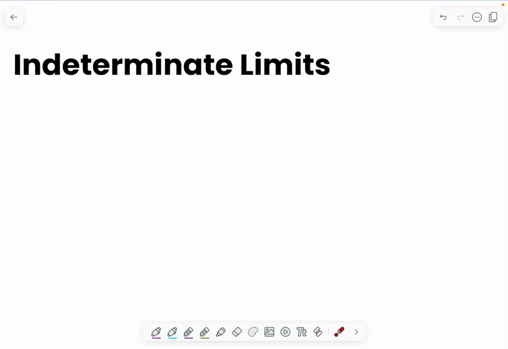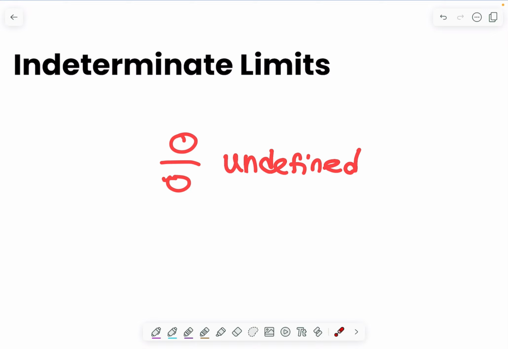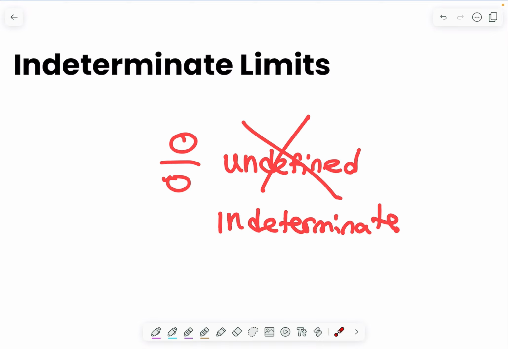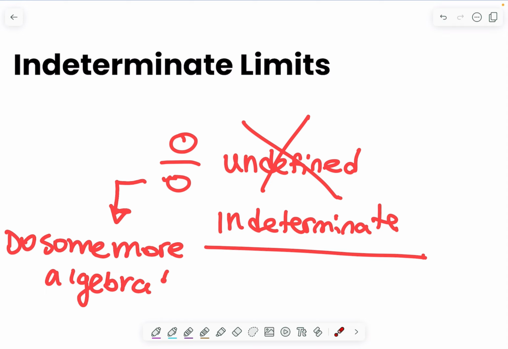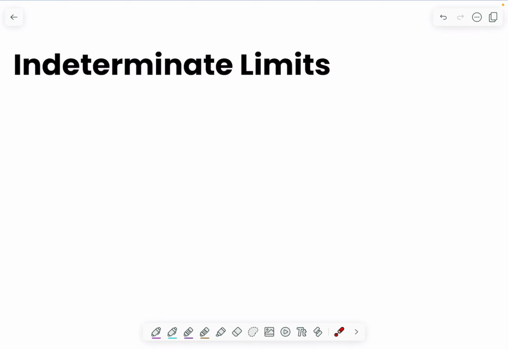Indeterminate limits is when you solve for a limit and you get 0 over 0. In our algebra brains, we call this undefined, but that's not an acceptable answer in calculus. In calculus, we call this indeterminate form because we're not able to determine what the limit is now, but we can. How can we do that? Well, when we see 0 over 0, that's just a fancy way of saying, hey, do some more algebra, and you'll be able to find the limit.